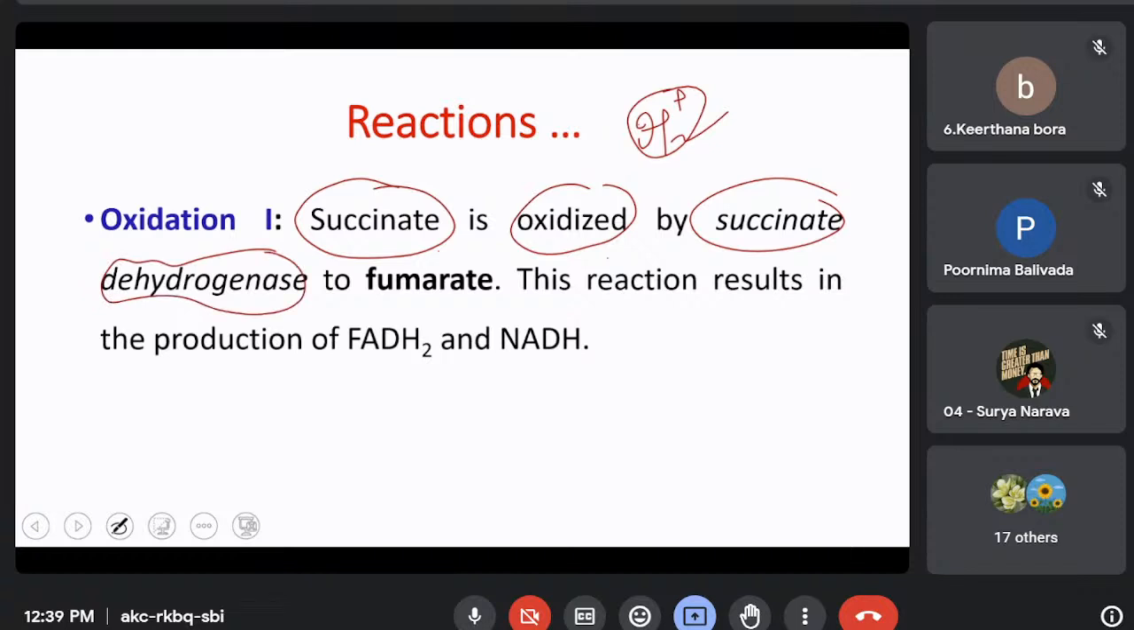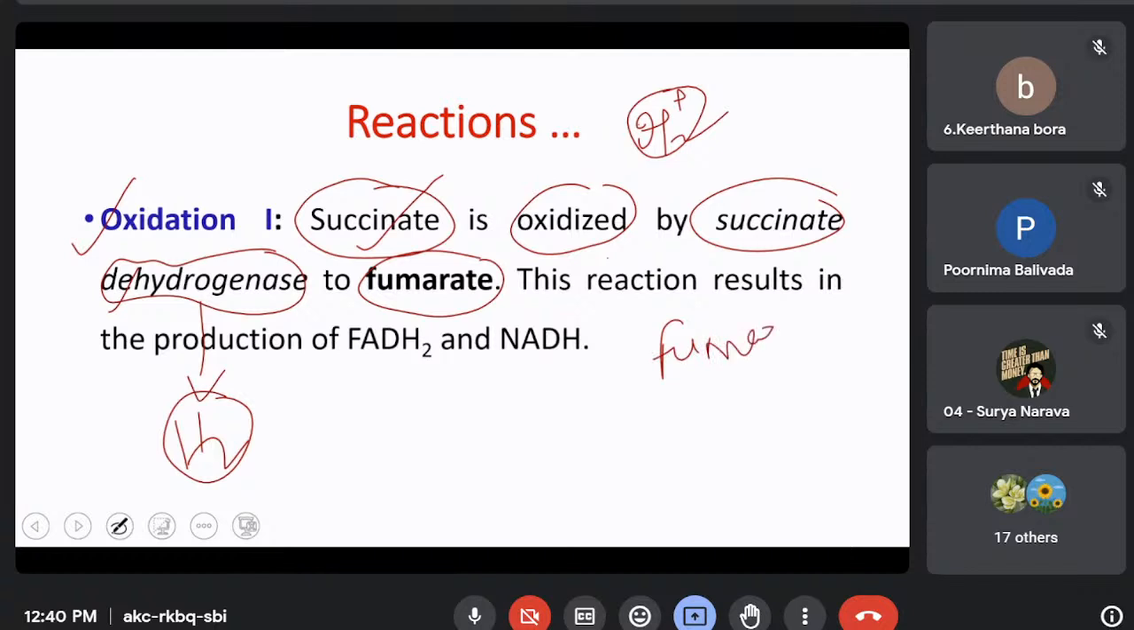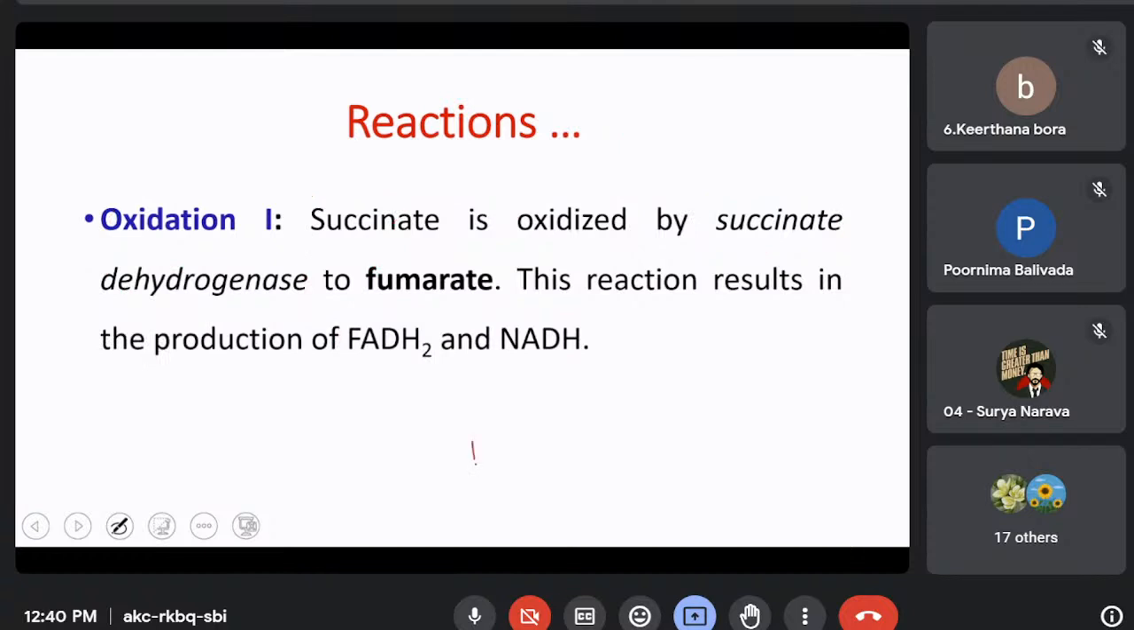So dehydrogenase is the reaction where D means removal, hydrogen is removed here. When hydrogen is removed, we say that it is an oxidation reaction. So succinate is oxidized by succinate dehydrogenase to produce fumaric acid, or simply fumarate. And during this reaction, what is happening? Here there is production of FADH2. So flavin adenine dinucleotide combines with the hydrogen that is removed to produce FADH2.